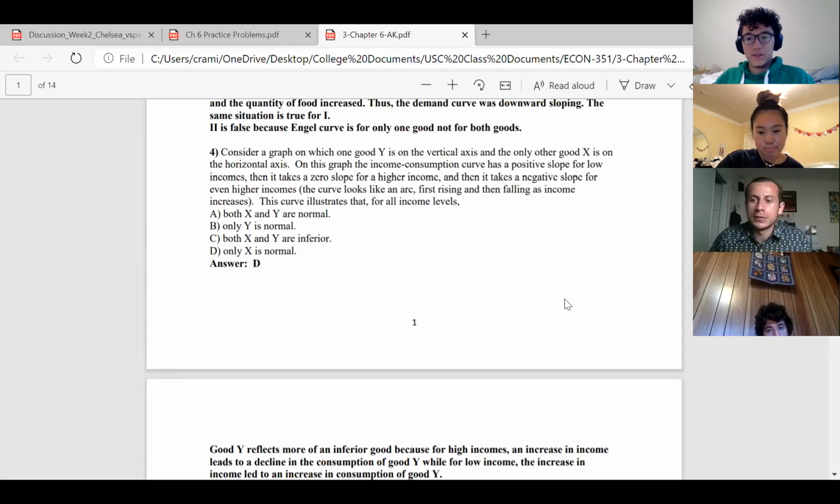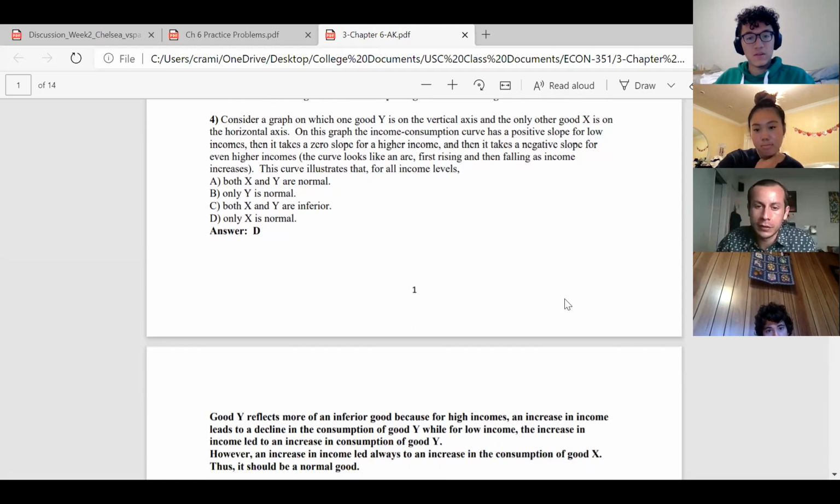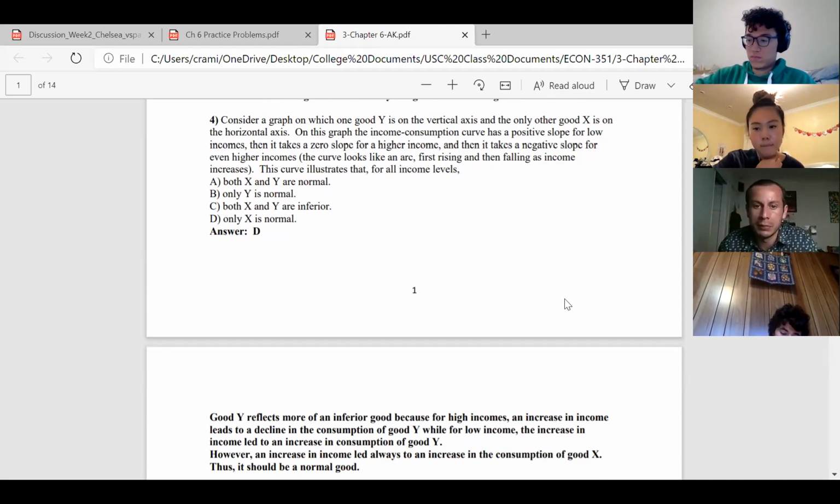Yeah, and then the second part of that question, where it said it looks like an arc. The way I thought about it was, for the other good, you reach a point where income's still going up, but the demand is going down. That means the higher the income, the less demand for the good, which most likely means it's an inferior good. Because the higher the income, the less you're gonna want the inferior good. I don't know if that makes sense.